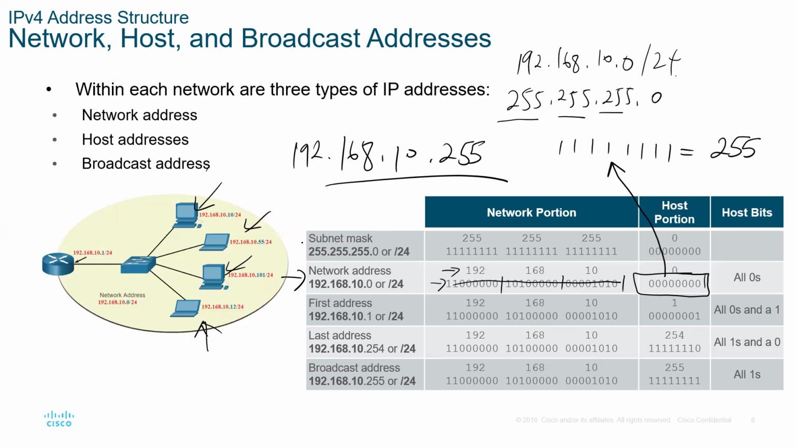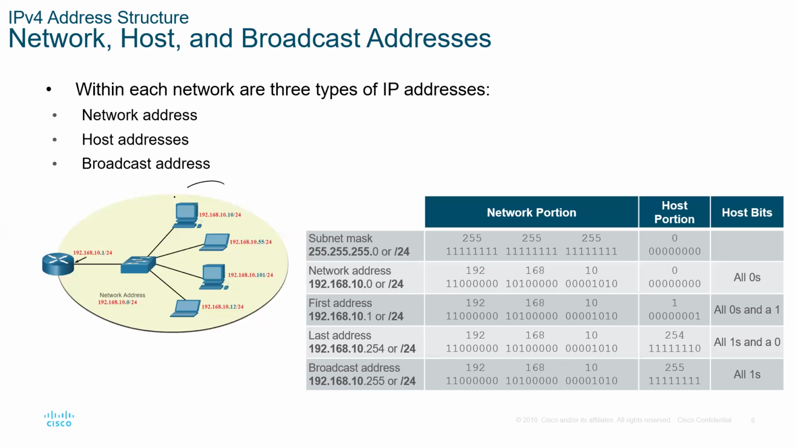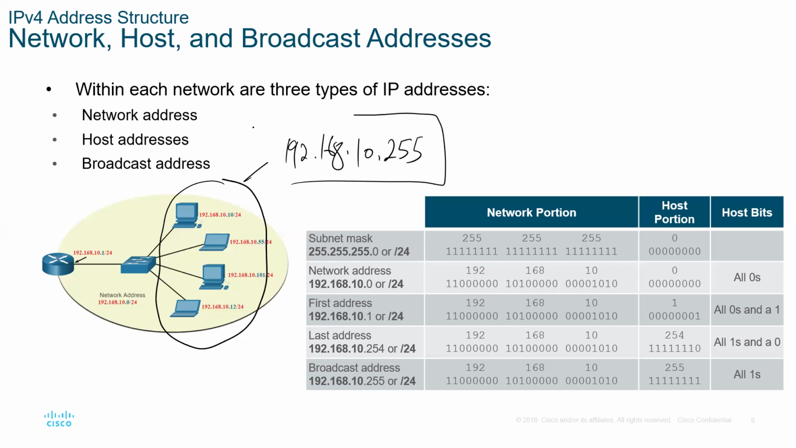If I want to send to all of these devices at once, I use what we call the broadcast address, and I use 192.168.10.255. You don't say, if I want to send to all the devices, I send to this first, then I send to this again, then I send to this. I have 4 transmissions there. No, you don't do that.